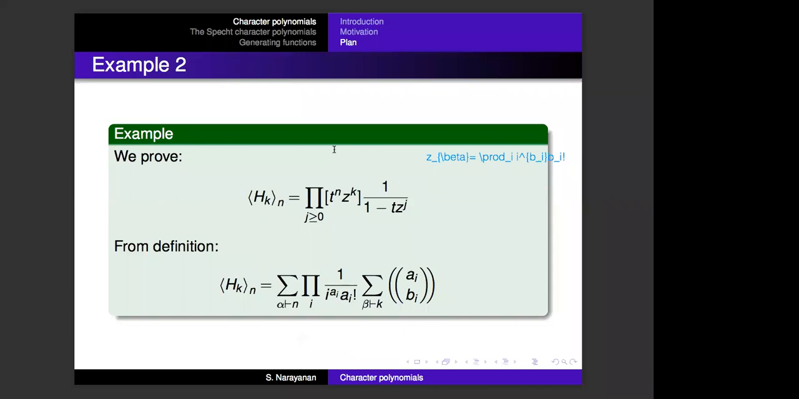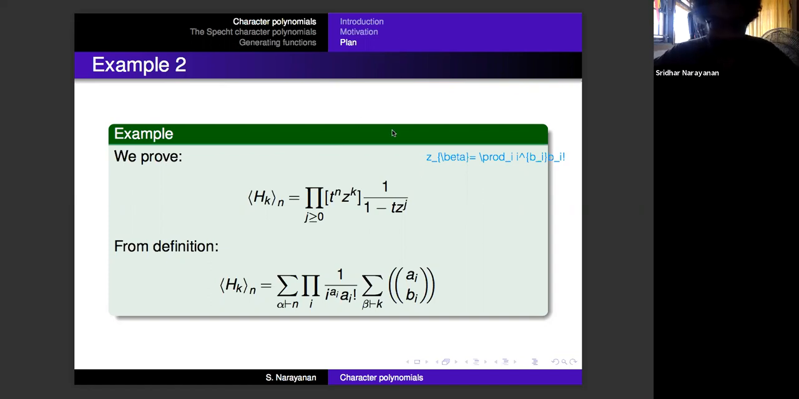Is this product outside the t to the n, z to the k? Sorry, what does this mean? The coefficient of t to the n, z to the k in 1 over 1 minus t z to the j, and then you're taking the product over j? I mean, it's a product of those coefficients? No, yeah, it is a product. You can write the sum outside. I don't know if that will make it different.